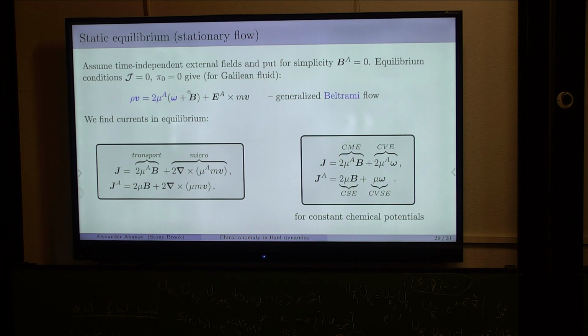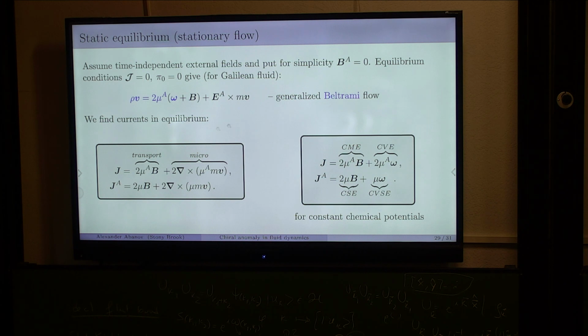And notice that if there is no external magnetic field and no external axial electric field, then this becomes velocity proportional to omega. These are known as Beltrami flows. So basically this says that velocity is an eigenfunction of the curl operator. Omega is the curl of velocity and it's proportional to velocity. This is known as the Beltrami condition. Here it's generalized because there are external fields, and also everything here is in principle space dependent, but not time dependent because we are looking for stationary flows.